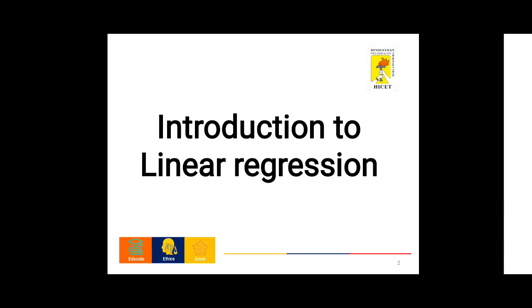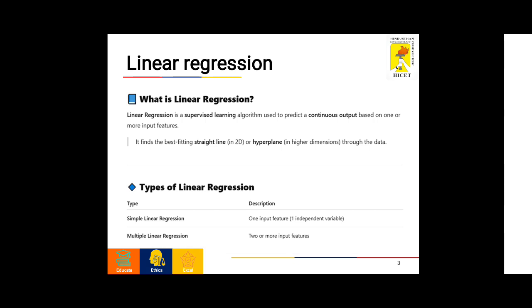So now I am going to present a video about what is linear regression in machine learning. First we will see what is linear regression. Linear regression is a supervised learning algorithm used to predict a continuous output based on one or more input features. It finds the best fitting straight line in 2D, or hyperplane in higher dimensions, through the data.